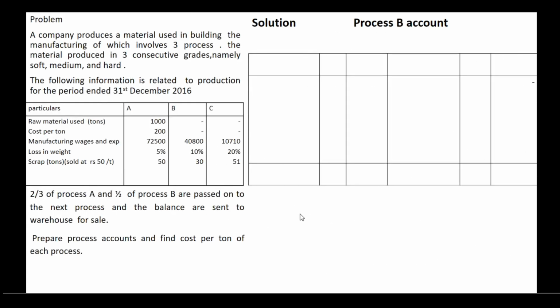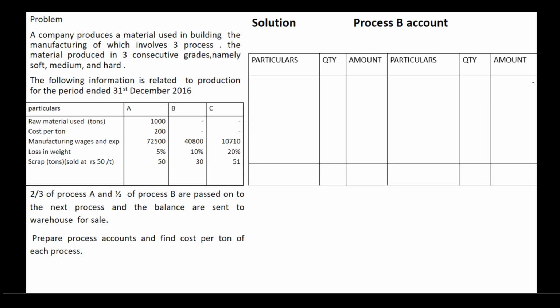process B account. So here also we draw the same format for process B, that is the particulars, quantity, amount, particulars, quantity and amount. So here also first we enter the raw materials on the debit side. Raw materials are not given to process B. Instead, the 2/3 from process A is transferred to process B.